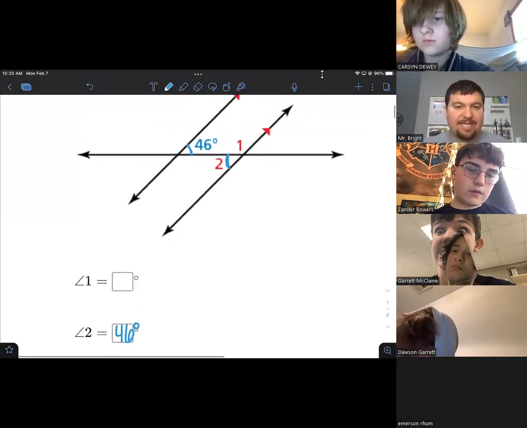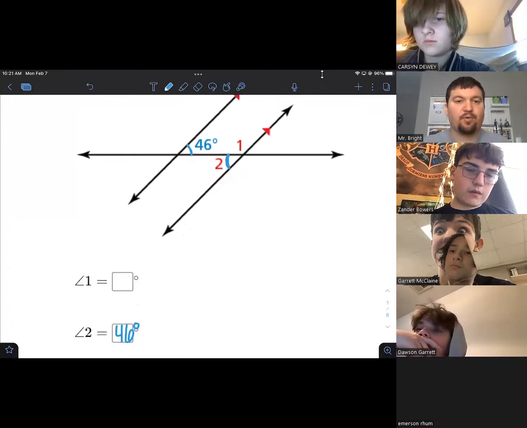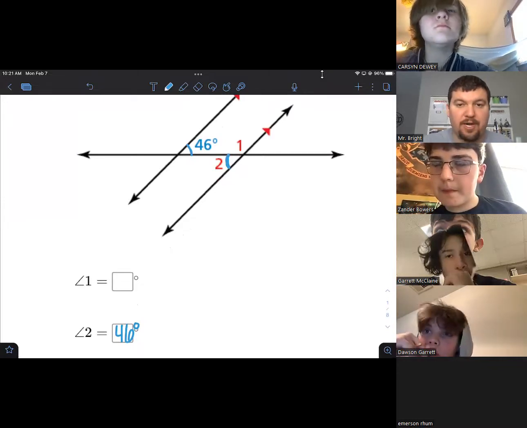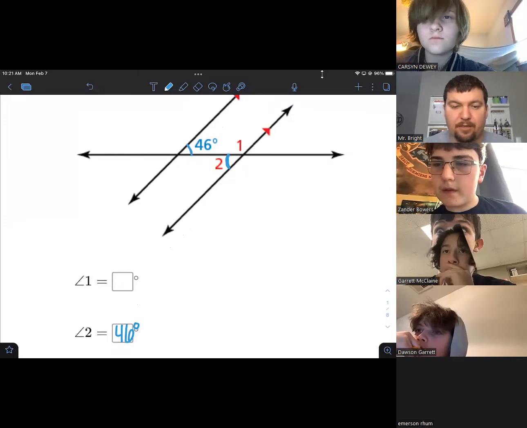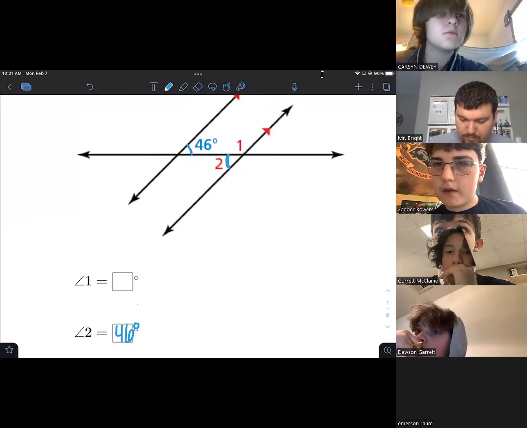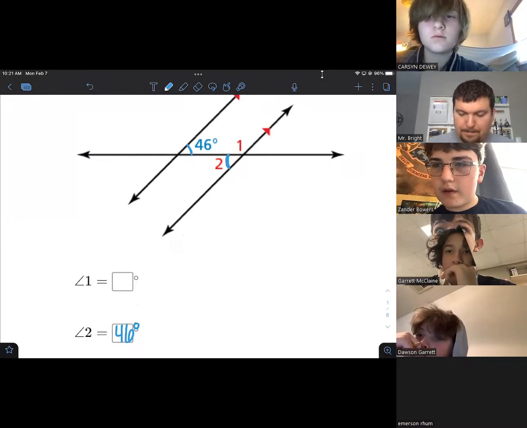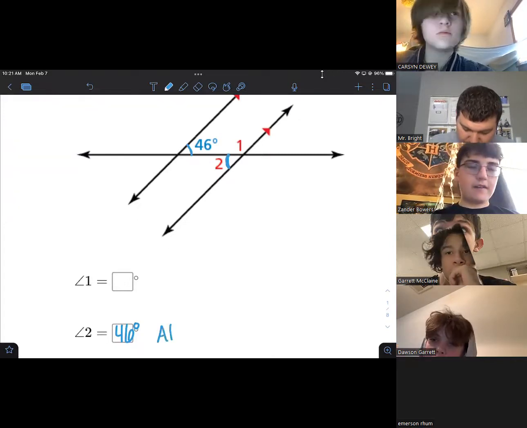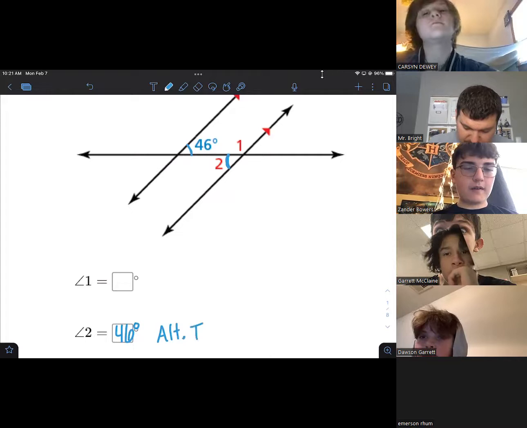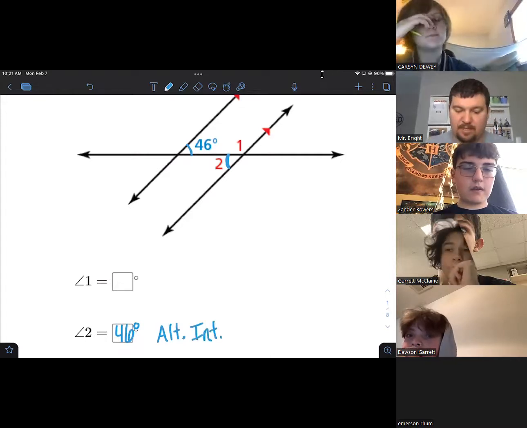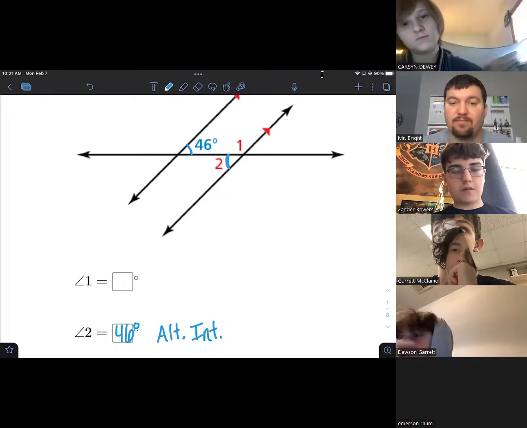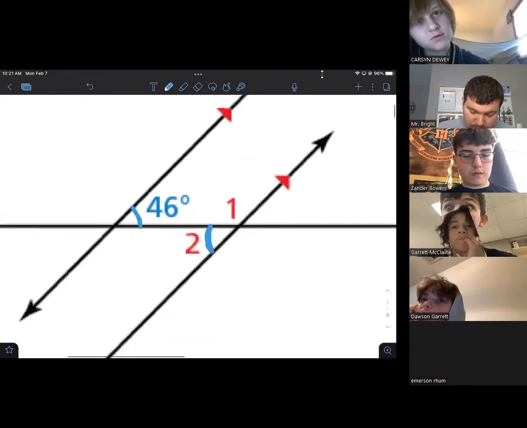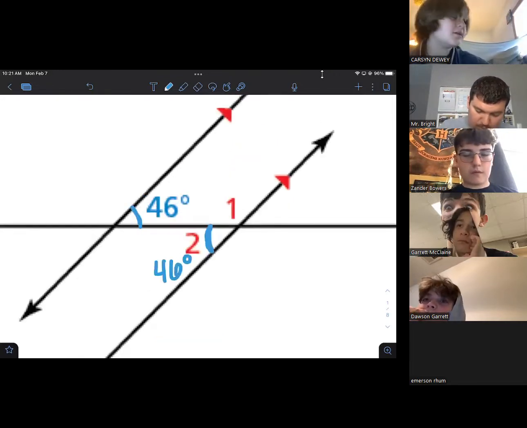Now, this is not stated in the question, but can someone tell me what kind of relationship makes angle 2 congruent with the 46-degree angle? What kind of angle relationship are we seeing here? Alternate interior, nice job. Alternate, which I'm going to abbreviate, interior. That's what makes them congruent, because they're on opposite sides or alternating sides of the transversal, and they're inside the parallel lines, okay?